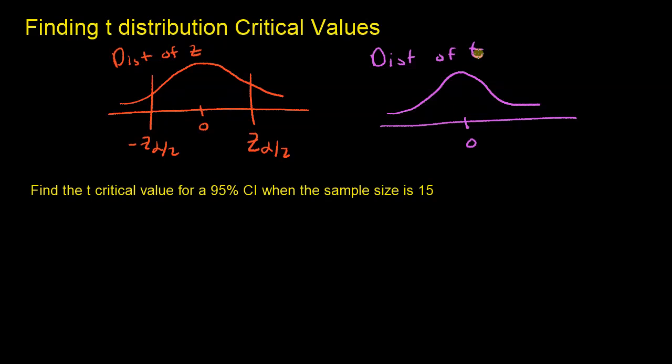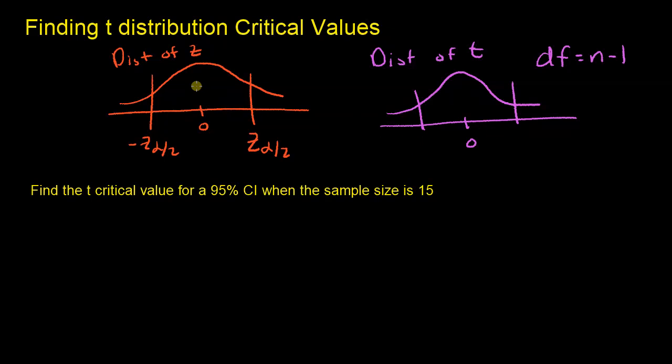Actually, there's another difference between the distribution of t and the distribution of z. The distribution of t depends on sample size. So you need to give it particular degrees of freedom, which is n minus 1, the sample size minus 1, and then you can figure out which distribution of t you're going to be using. But the critical value is the same, the cutoff between the likely values of t and the unlikely values of t.